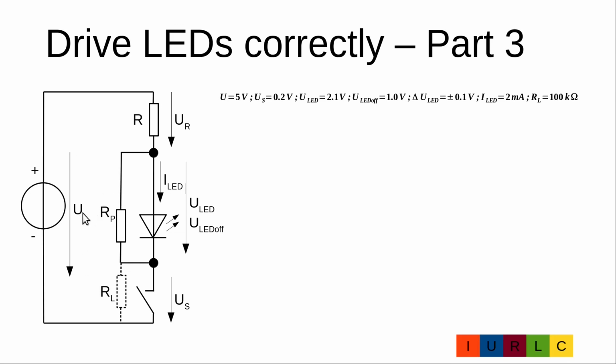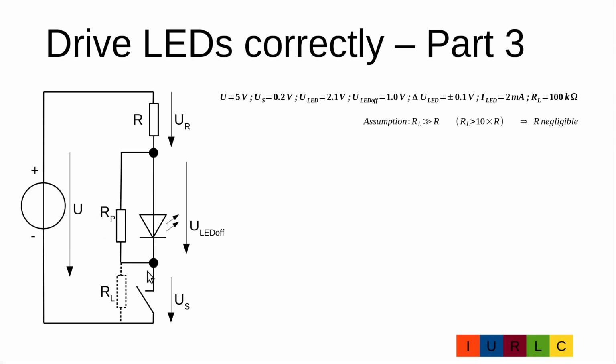In this circuit, we want to calculate the pre-resistor R and the parallel resistor RP. We have a supply voltage U of 5 volt, a voltage drop on the switching transistor US of 0.2 volt, an LED forward voltage of 2.1 volt, a desired LED off voltage of 1.0 volt, an LED forward voltage tolerance of plus minus 0.1 volt, a desired LED current of 2 mA, and the leakage resistance RL is 100 kilo ohm. First we want to calculate RP.